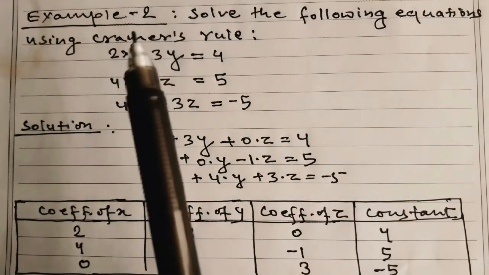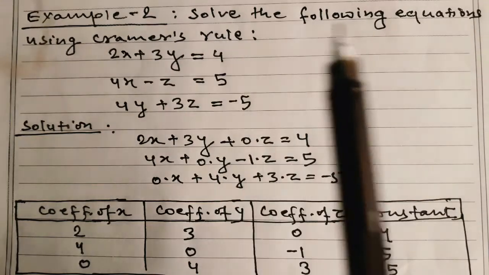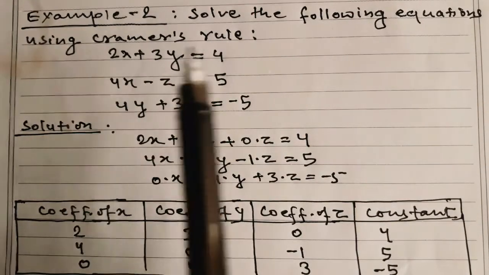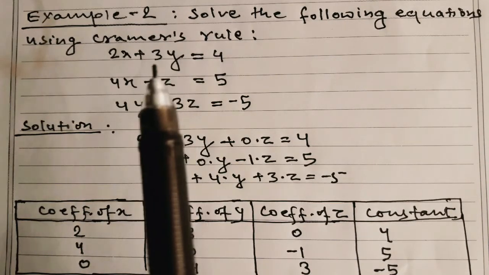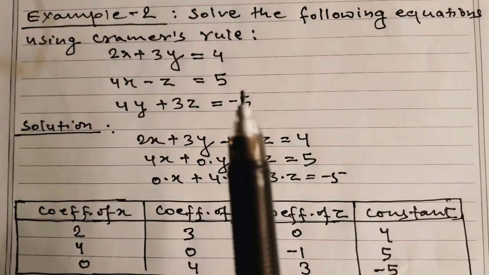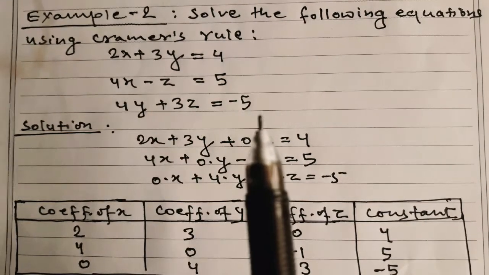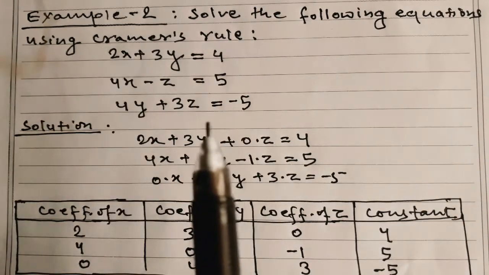Example 2. Solve the following equations using Cramer's rule. So in example 2, we have to solve 3 equations: 2x plus 3y is equal to 4, 4x minus z is equal to 5, 4y plus 3z is equal to minus 5. We have to solve the equations by using Cramer's rule.